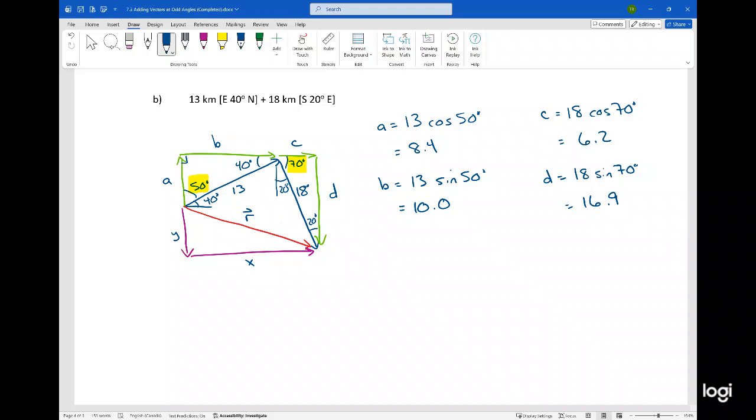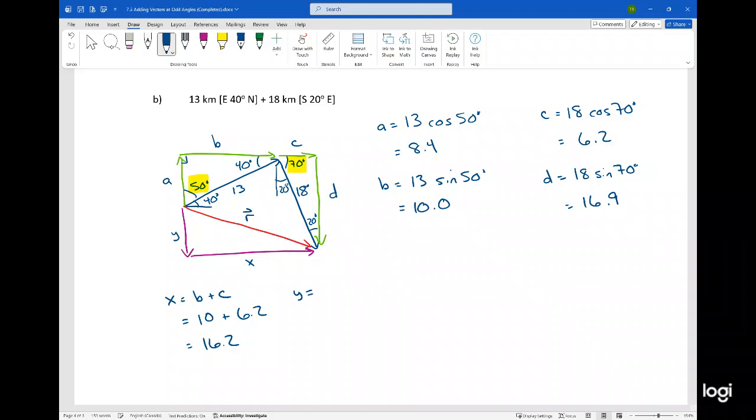Okay, so now overall, the length of X is going to be equal, just write it down over here, I guess. Actually, put it at the bottom. X is going to be the length of B plus C. So B was 10, C was 6.2. That gives us 16.2.